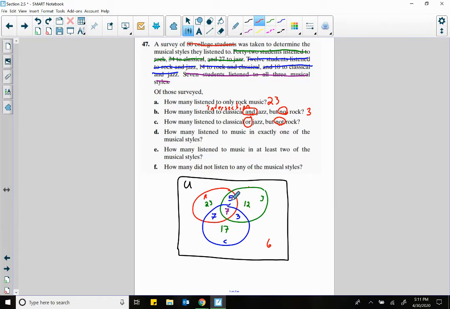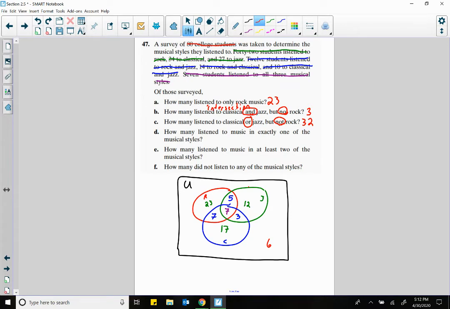So 7, 7, and 5 get thrown out because even though they are classical and jazz in here, we don't like them because they're inside the rock circle. So the only numbers that we're really dealing with are the 12, the 3, and the 17 because the other 3 got thrown out because they like rock. So if we take 17 plus 3 plus 12, that gives us a total of 32. So 32 students listen to classical or jazz, but no rock. And again, how we got the 32 is we just added 17, 3, and 12.